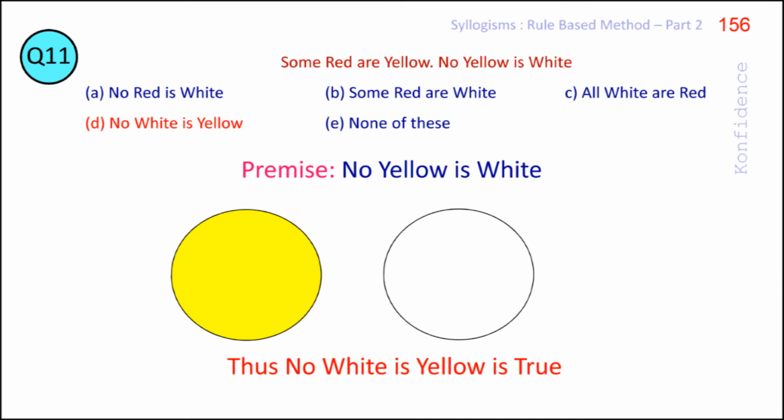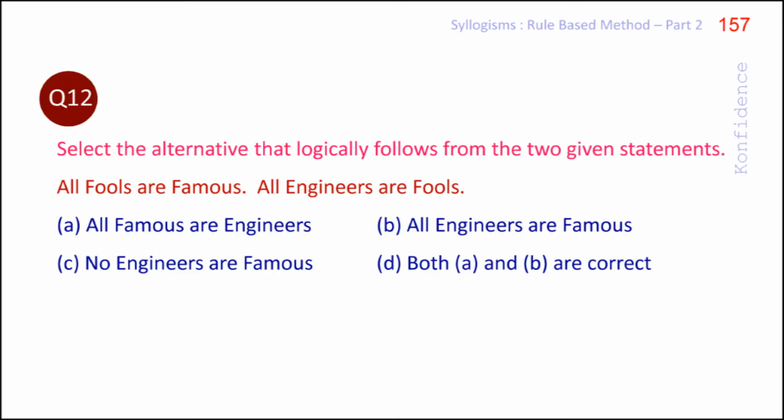You should watch out for such tricky situations in the tests. Let us look at one more problem before we conclude this discussion. Refer Q12. This is a very important example as we are going to have a clear understanding on how to use Rule 7 through this illustration. The two premises given here are, all fools are famous, all engineers are fools.